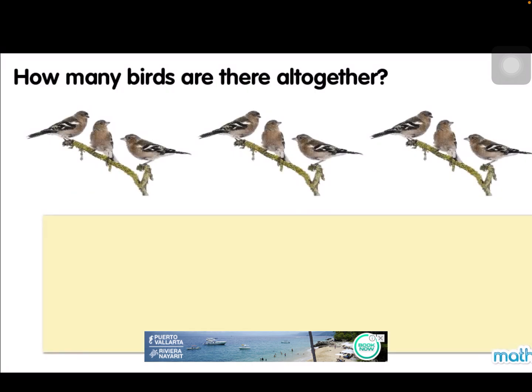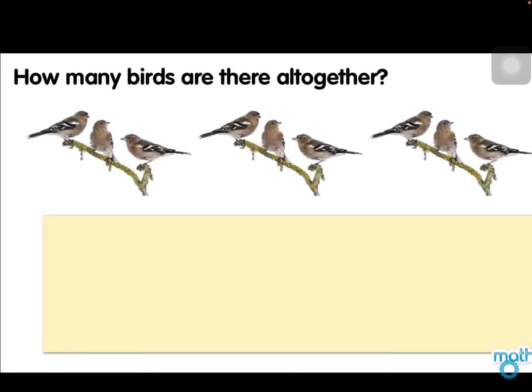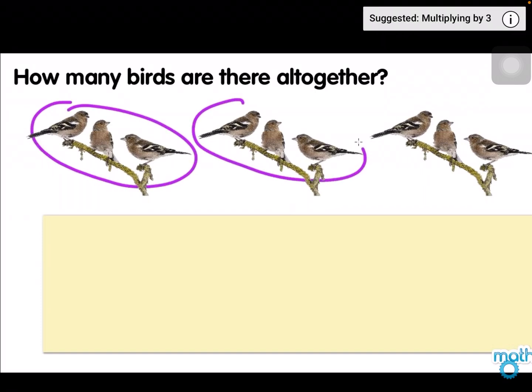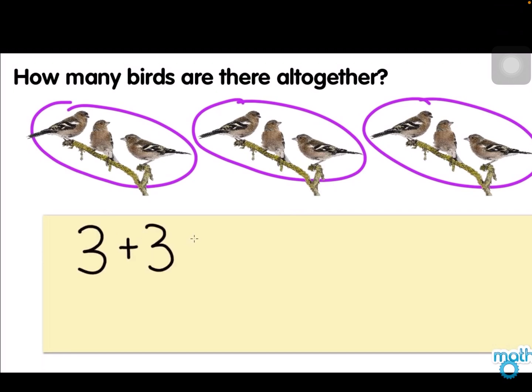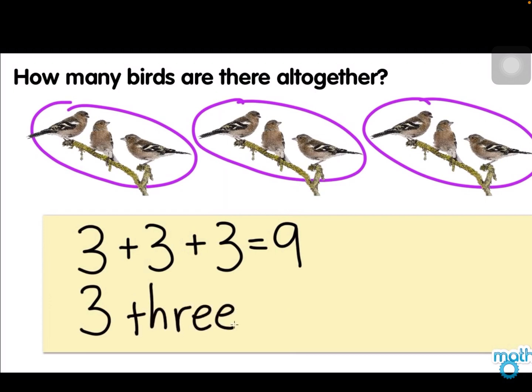How many birds are there altogether? There are 3 groups of birds. Each group has 3 birds. 3 plus 3 plus 3 equals 9. 3 3's are 9. There are 9 birds altogether.